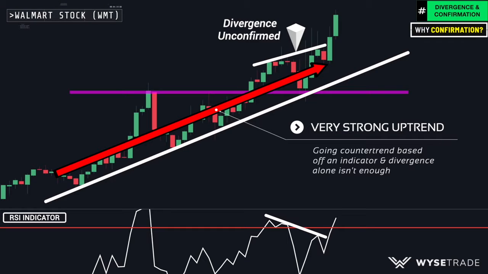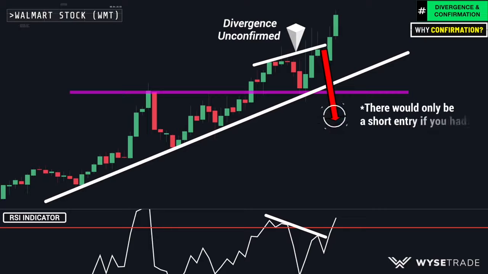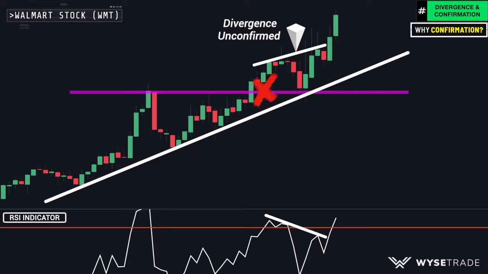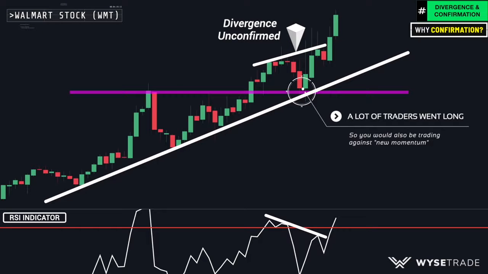As you should already know by now, you would only start considering short entries after the divergence if you had the trendline break, a break through the key support, and price making a lower low. Without that, the divergence was unconfirmed and there was no trade. To make matters worse, a lot of traders went long at this exact point here, where the trend line and key support level both lined up perfectly.